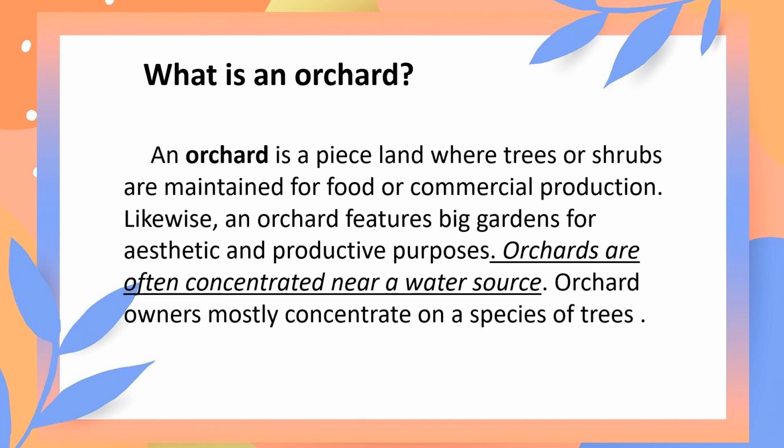So let's discuss what is an orchard. An orchard is a piece of land where trees or shrubs are maintained for food or commercial production. Likewise, an orchard features big gardens for aesthetic and productive purposes. Orchards are often concentrated near a water source. Orchard owners mostly concentrate on a species of trees.